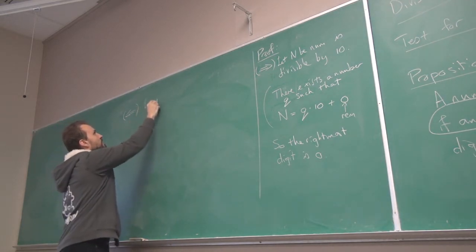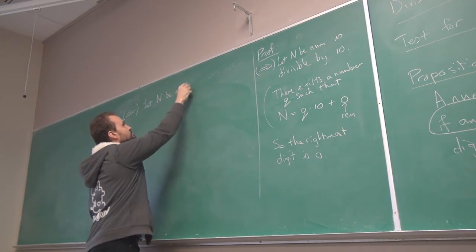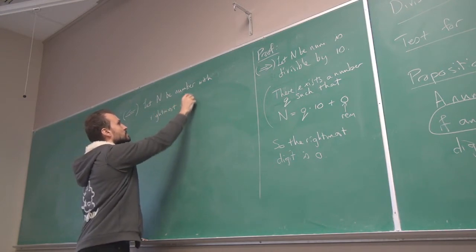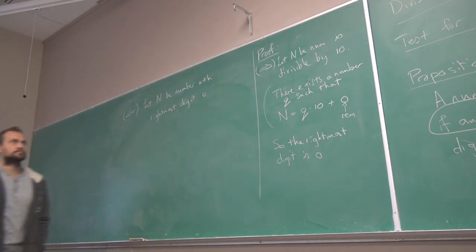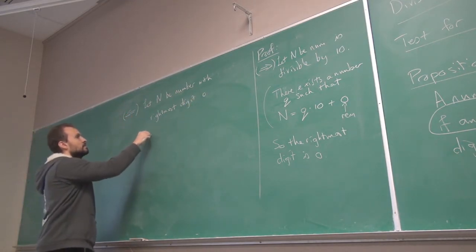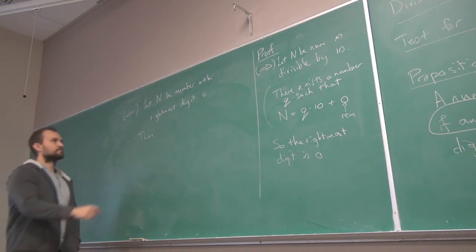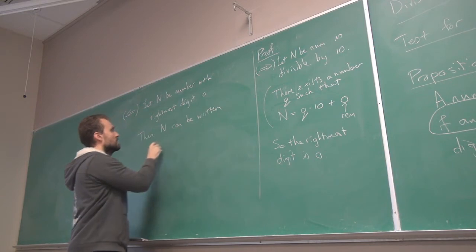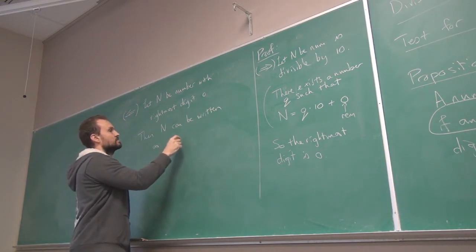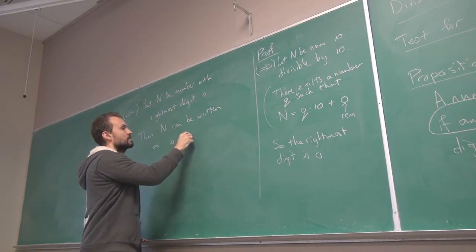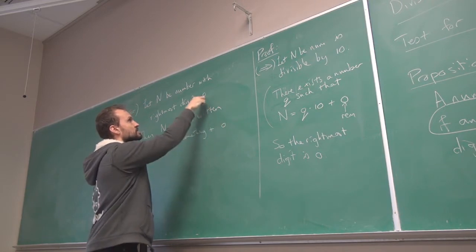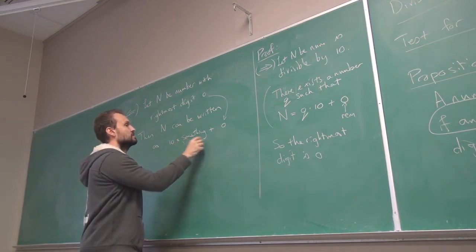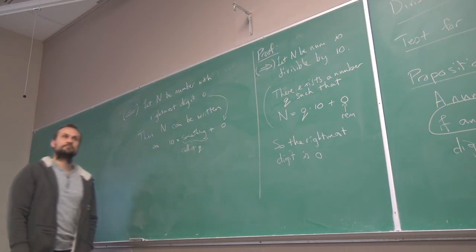So let's say that n be a number with rightmost digit zero. Then I can write the number as, let's say like this, then n can be written as 10 times, I'm going to rewrite this in a second, something plus the ones, which is the zero. This something can be anything. Let's call it Q for no reason whatsoever.